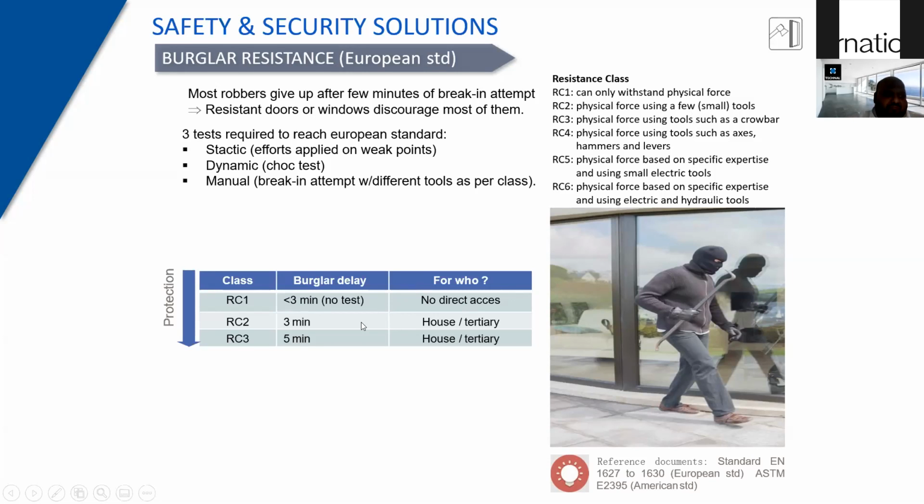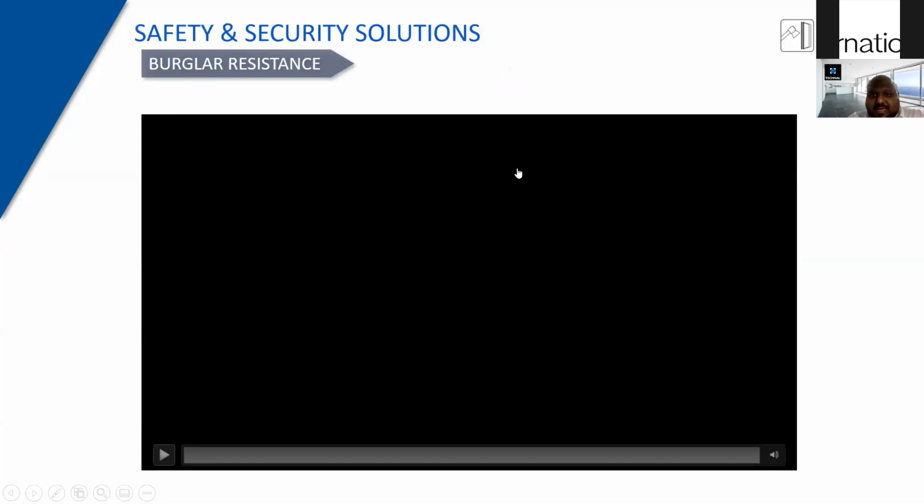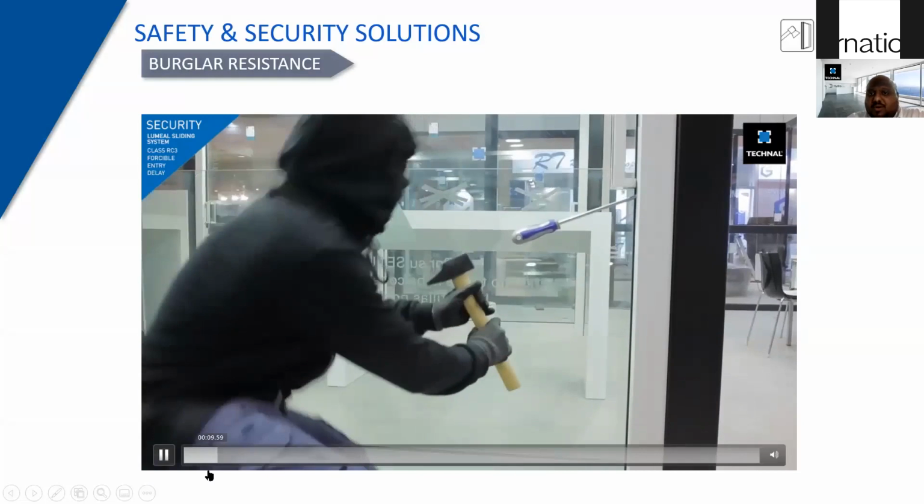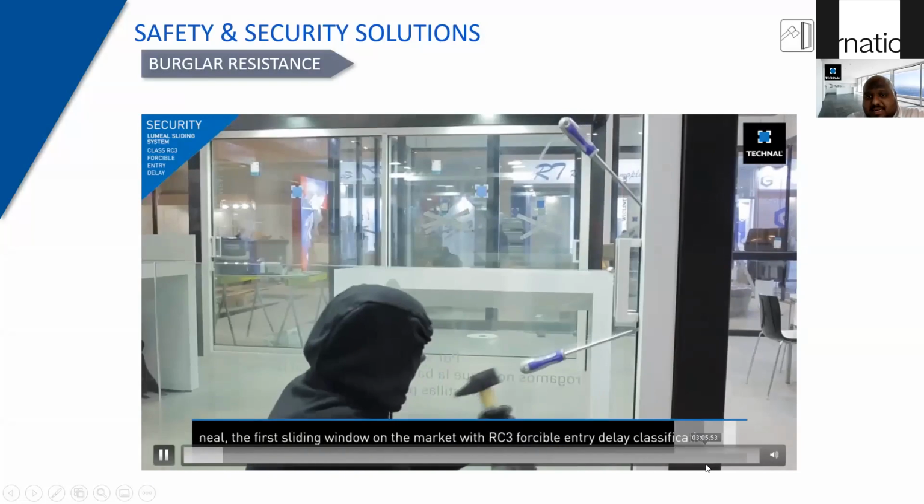RC1, RC2, and RC3 are the three major classifications which we have, and I will quickly show you a video of how this is being tested. I'm running short of time, so I'm just going to wrap up very quickly. So this is just an example of how we are doing the burglar entry.